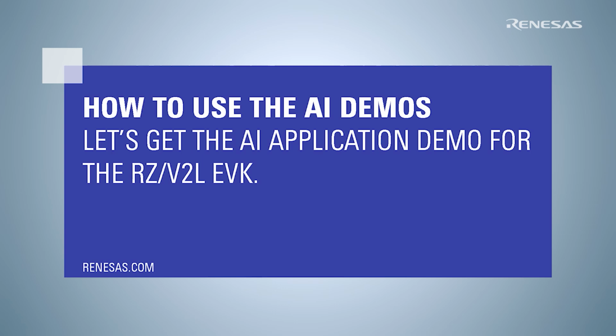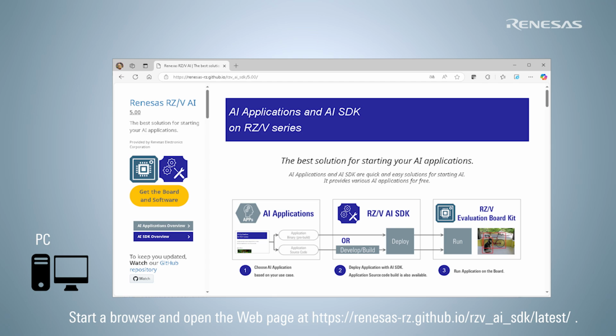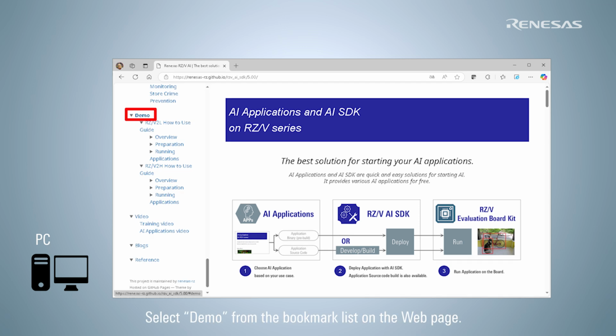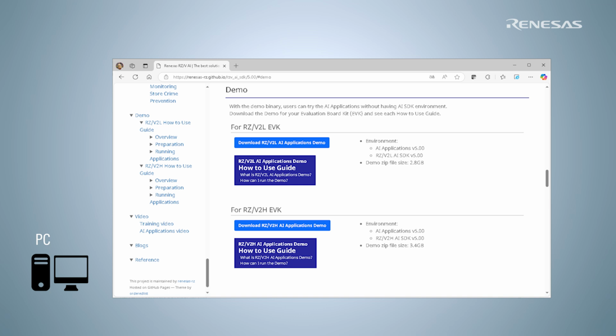Start a browser on the PC having an internet connection and open the web page at https://renesas-rz.github.io/rzv_ai_sdk/latest. Scroll through the bookmark list in the tree view at left to display the demo item and use the mouse to click on it. Select the Download V2L AI Applications Demo button under for V2L EVK.